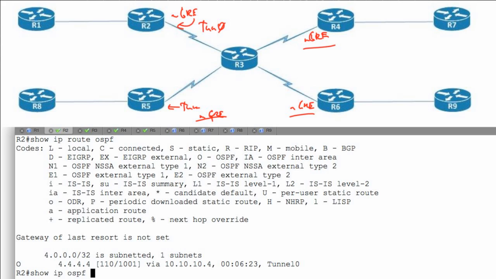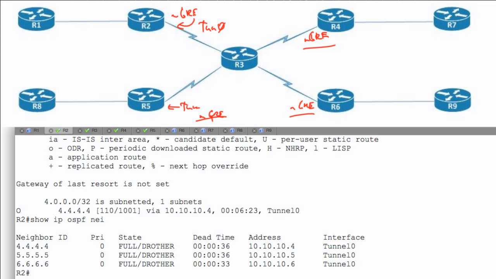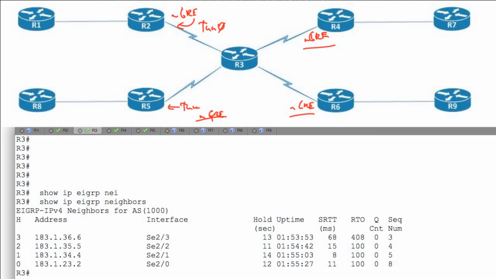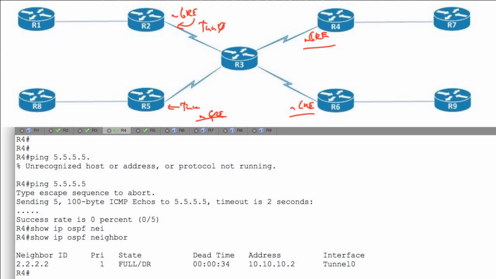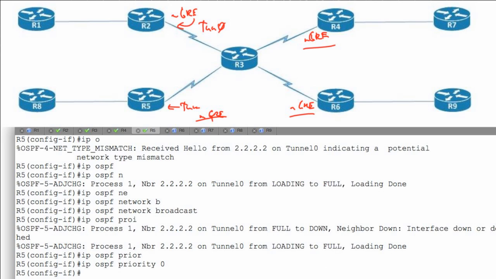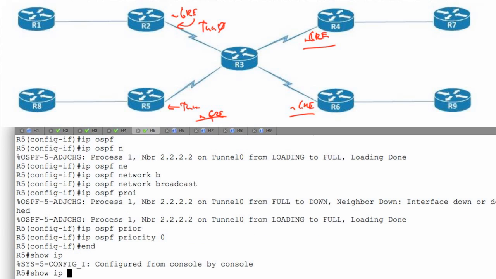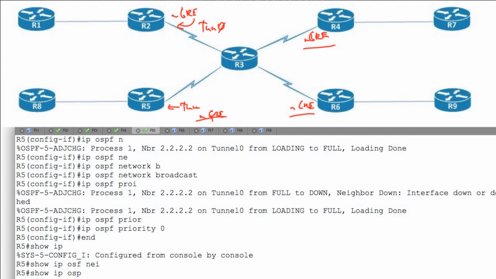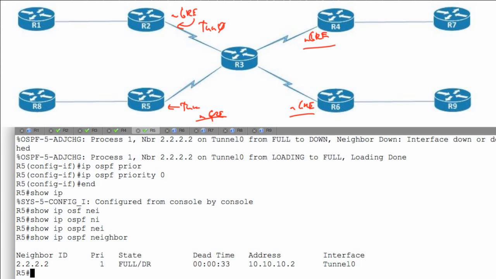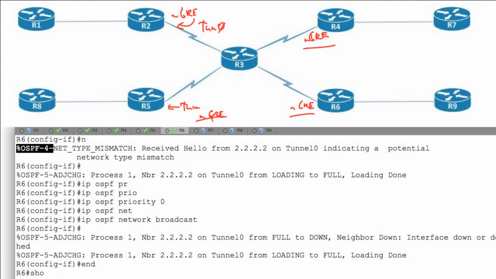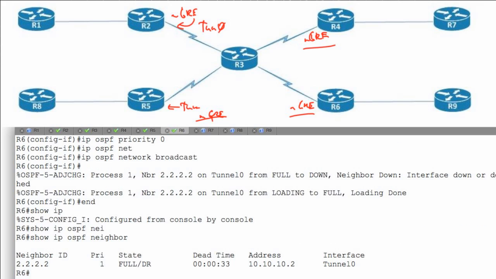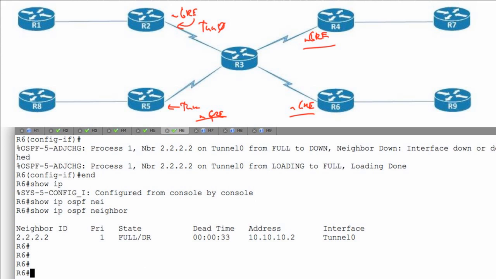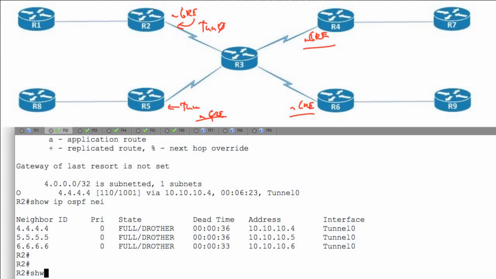Show ip ospf neighbors. Well, here I'm DR. Let's take a look at what's happening on 4. Show ip ospf neighbors. Okay, full DR. Let's take a look at 5. Show ip ospf neighbors. Well, this says 2 is the DR, tunnel 0. Take a look at 6. Show ip ospf neighbors, DR. So the question is what's going on?